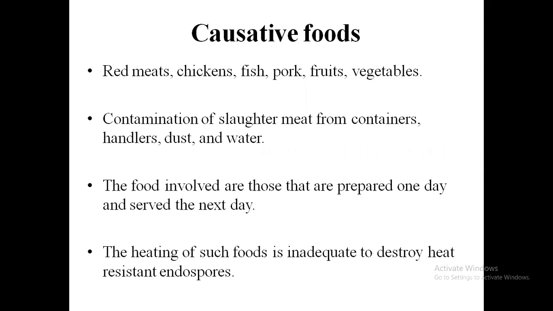The causative foods are again red meats, chicken, fish, pork, fruits and vegetables. And mainly people in slaughterhouses, meat containers, handlers, dust or water get contaminated there. Food prepared one day and served the next day is quite a common thing. But even if it is served the next day, it has to be heated properly. Otherwise, the eating of such food is inadequate to destroy heat-resistant endospores. If heat-resistant endospores are there, even after heating they will not be destroyed.